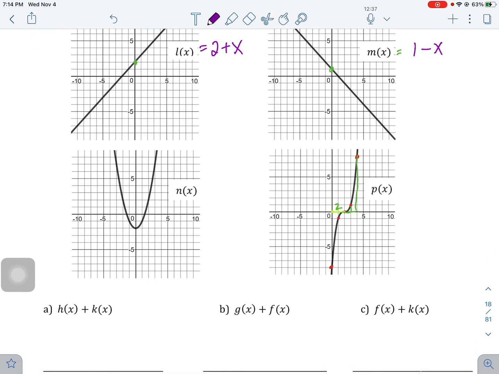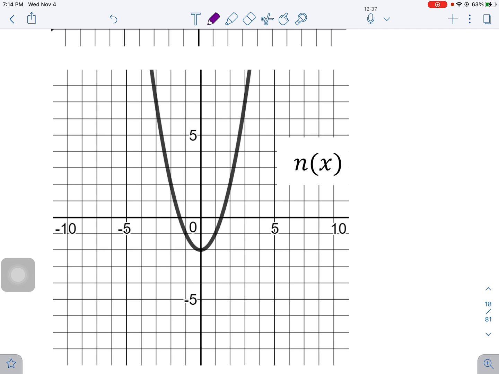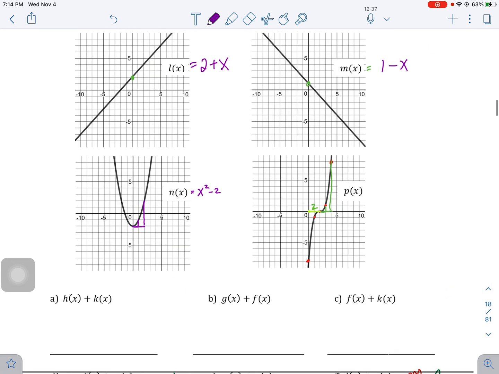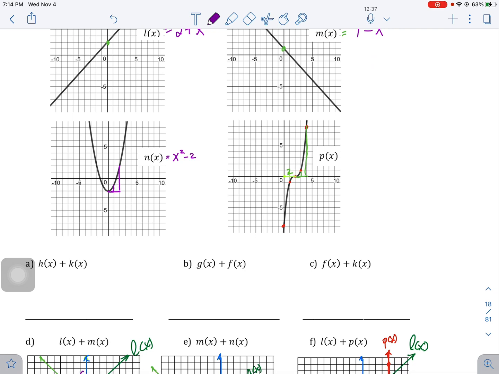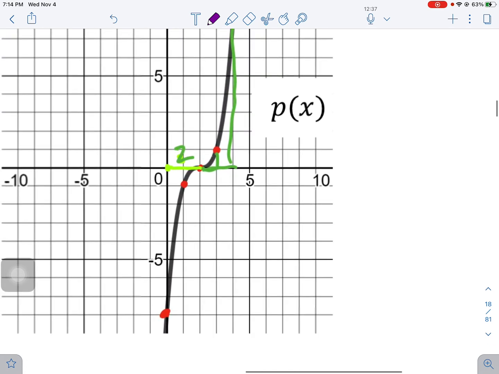Here you see the parabola, right? And you can see there's no stretch. Goes over 1, up 1, over 2, up 4, and so on. So it's going to be the parent function, but it's going to be minus 2, since everything is dropped by 2. And then this one here, you can see it's really similar. Let me get rid of some of this here so it makes more sense. You can see that it's a cubic function.